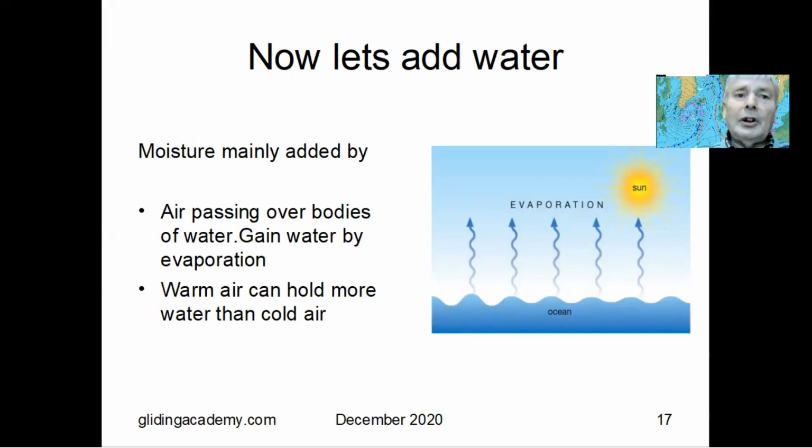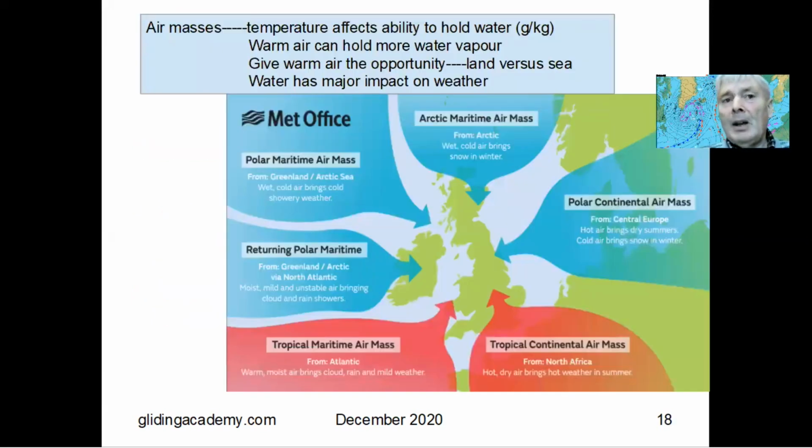So you can imagine if you take air and then pass it over the sea, it's got plenty of opportunity to gain water, and therefore it probably will. Warm air is capable of holding more water or more moisture than cool air. So if we take warm air across an ocean, it's going to absorb more water on average than if we pass cool air over the same ocean. And that accounts now for some part of the syllabus where we talk about air masses.